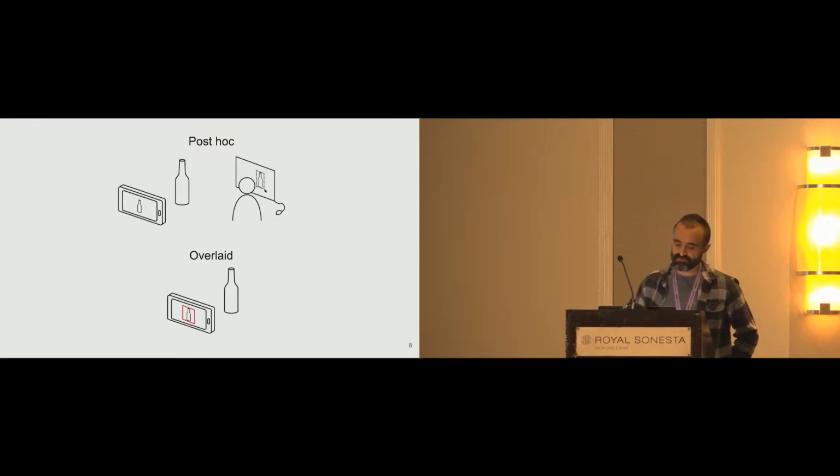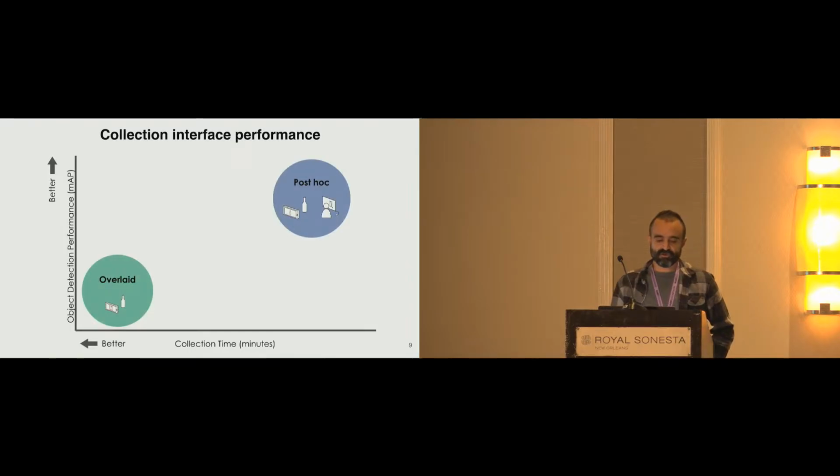So we have two labeling interfaces at opposite ends of a spectrum that we define here. On the x-axis, we have time spent collecting images and labels. Faster is better, so we'd like to see interfaces on the left side of the plot. On the y-axis, we have the object detection performance of a given model trained with data from a given interface. Higher is better, so we'd like to see interfaces near the top.